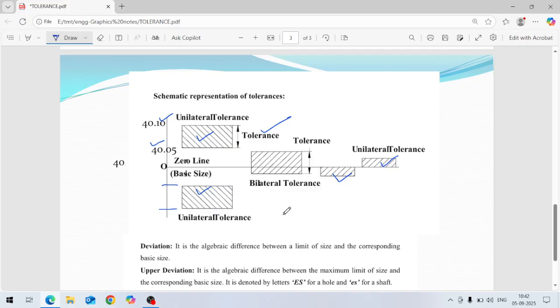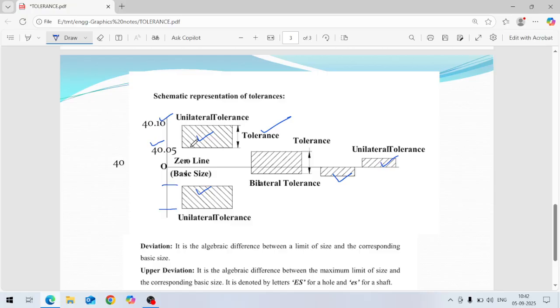And one more thing is there, deviation. What is deviation? Deviation is the difference between the limit of size and the corresponding basic size. Say, if I take the case of unilateral tolerance here, 40.05 and 40.1. Here what is deviation? There are two deviations. One is 40.05, the other is 40.1.